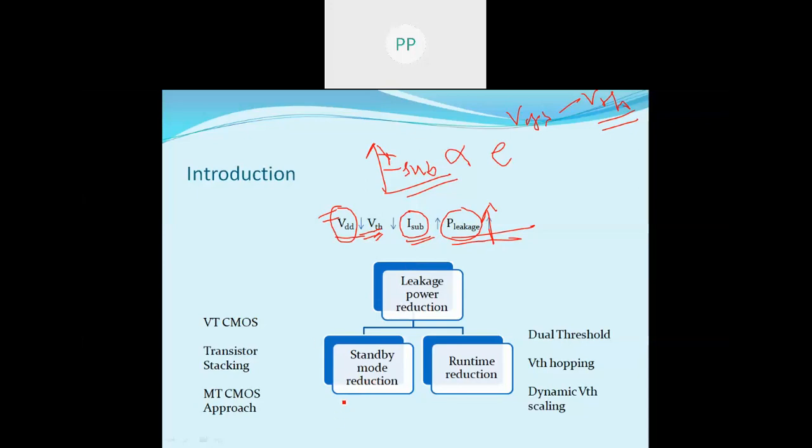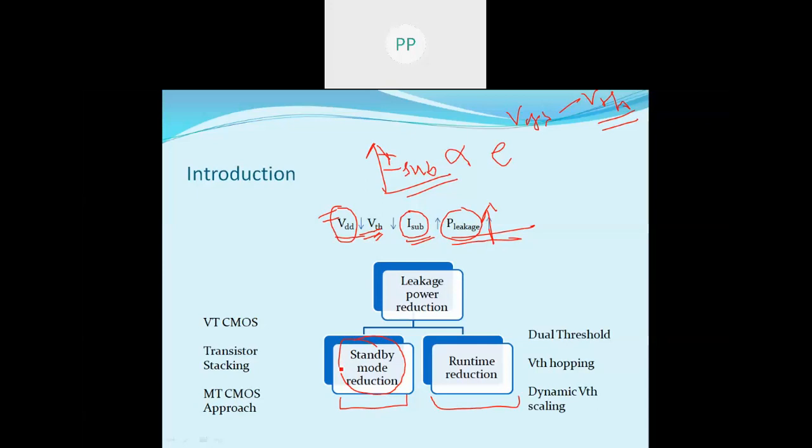One is under the category of standby mode reduction, and another category is runtime reduction. In standby mode reduction, a large part of a given hardware remains in standby mode. For example, as we have already discussed about clock gating, when a certain section of hardware is clock gated, there is no signal transition in that particular block. And the clock gating can happen at the modular level, or at the register level or the cell level. Let's say that it happens at the modular level.